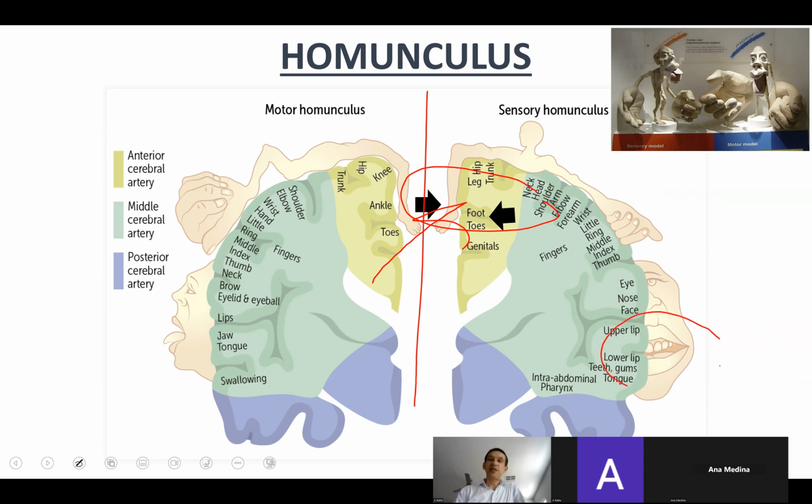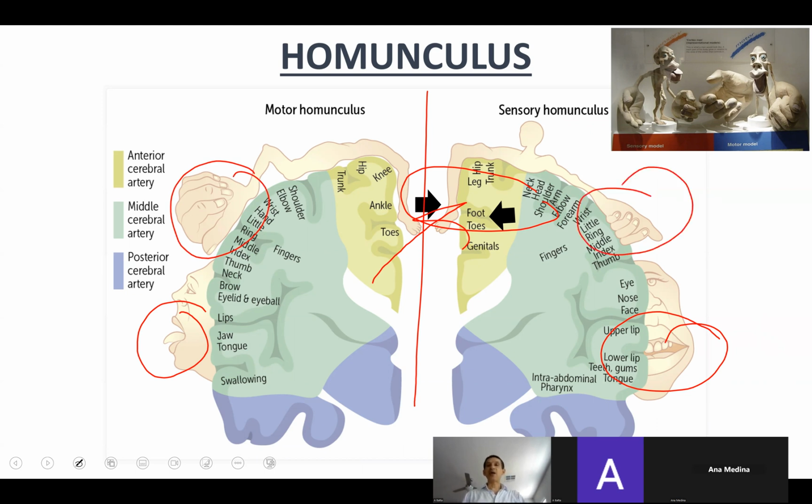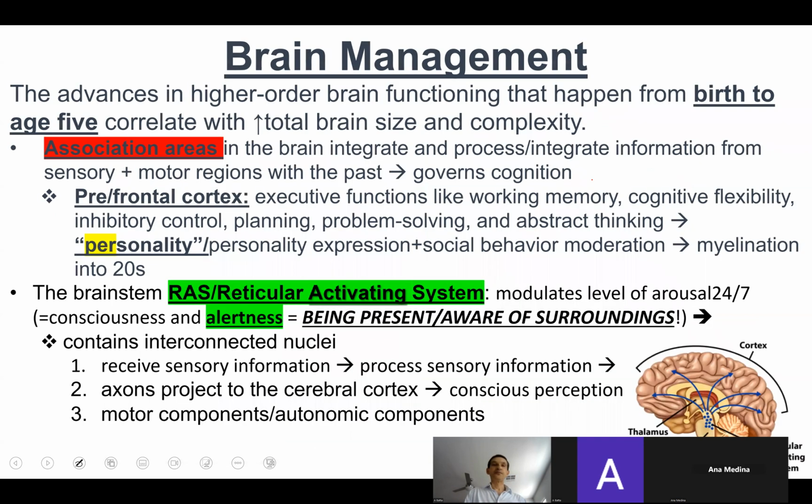Look at the lips. Lips have such a big dedicated area. Look at the motion of the tongue. Look at the motion of the lips. Same thing here. Look at the motion of the hands. Look at the sensation to the hands. So much less is dedicated to the body. We still have a good representation, but so much less, right? So our eyes, nose, face, upper lip, they take a huge area.